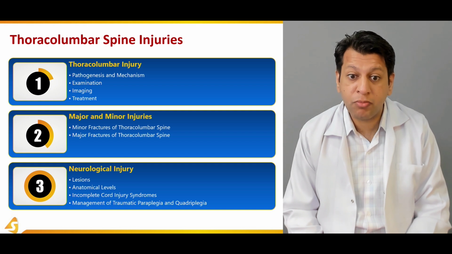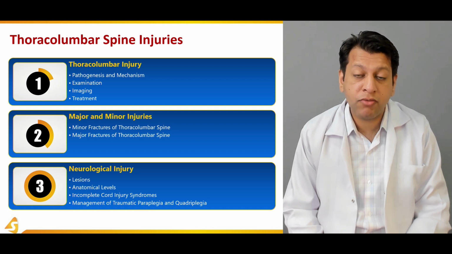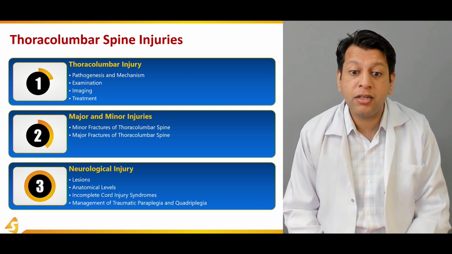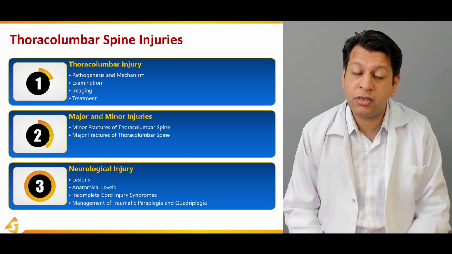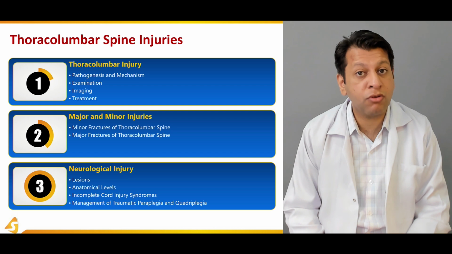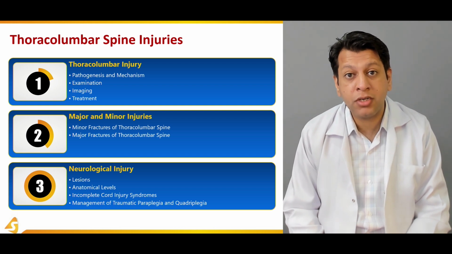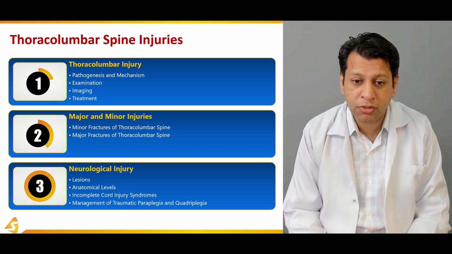In the next section, we'll be going through the major and minor injuries, which involves mainly the fracture, minor fracture of thoracolumbar spine, which usually involves the transverse processes or spinous processes, and the major fracture, which involves the posterior ligamentous complex disruption, which is an unstable injury associated with some kind of neurological compromise as well. We will briefly go through its management as well as how to assess the major fractures of thoracolumbar spine.